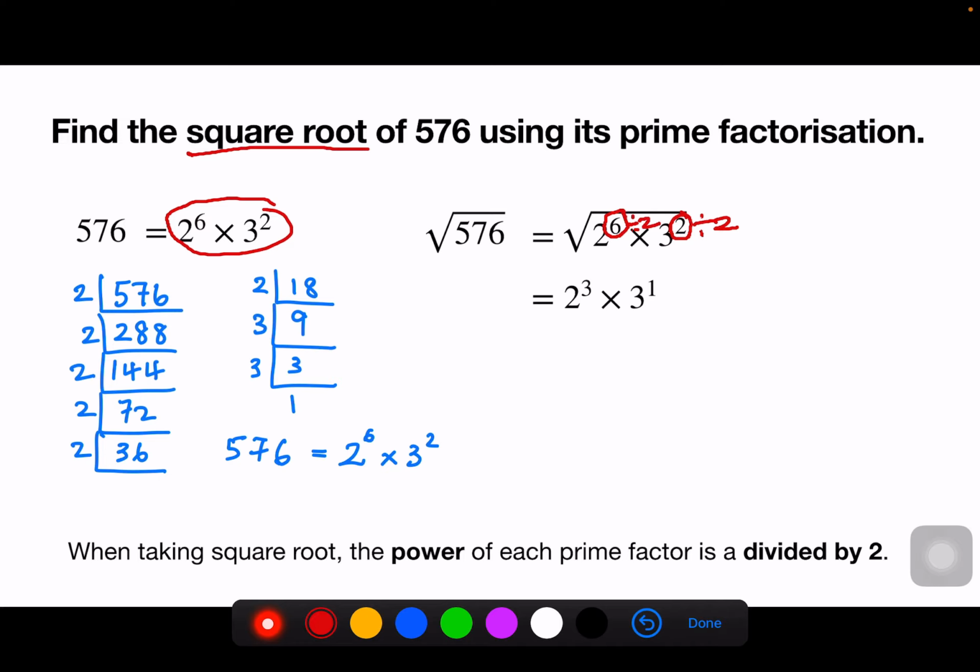Now what is 2 power of 3? 2 times 2 times 2, 8. And then 3 power of 1 is just 3. So what is 8 times 3? 24. That's how you find the square root of 576 using its prime factorization.